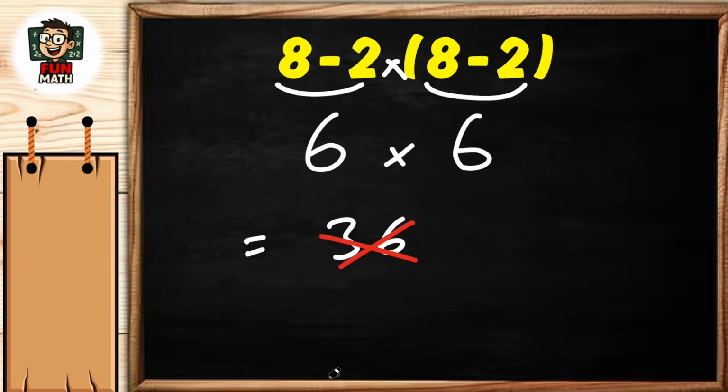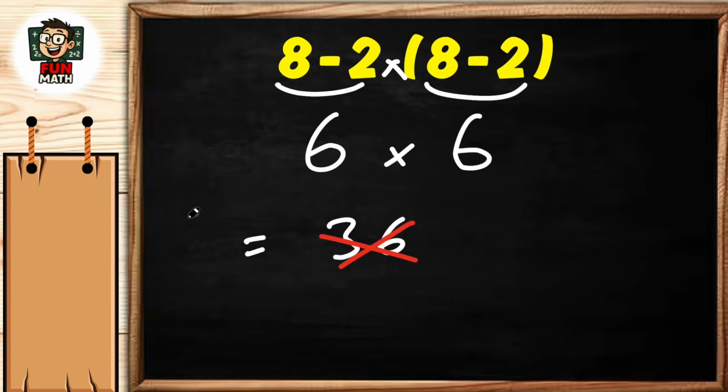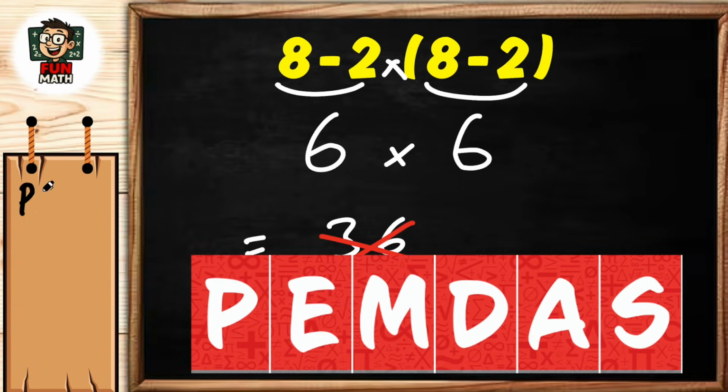Because we didn't pay attention to the order of operations. We've got the order of operations as PEMDAS. P stands for parentheses, E stands for exponent, M stands for multiplication, D stands for division, A stands for addition, S stands for subtraction.